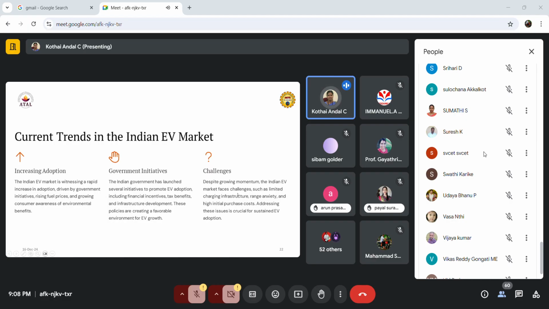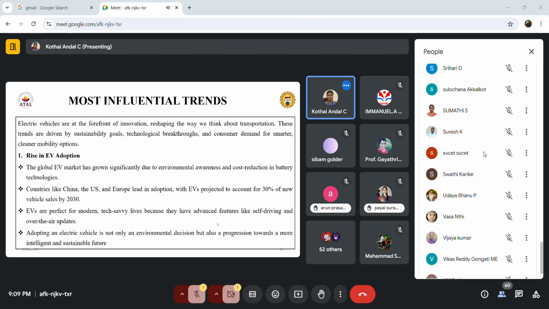Then the challenges: all of us know the major things before buying an EV. As a customer, we are thinking about where we will get the charging infrastructure, correct? Because we go for long driving, we have to look for where the next charging station is available. So range anxiety is there. Then one more major thing is the high initial purchase cost. So these are the challenging areas of the EV.